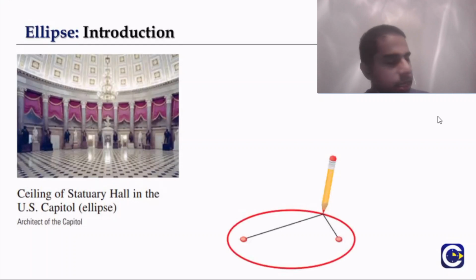Yeah, as you can see here in this diagram, right? This distance and this distance, this being two focus points or foci of the ellipse, the sum of these two distances is always constant.